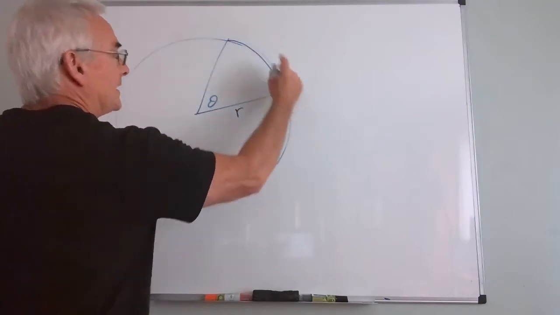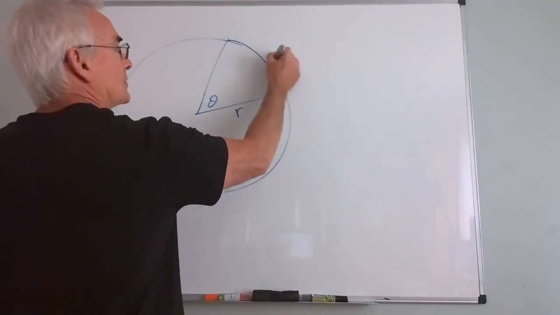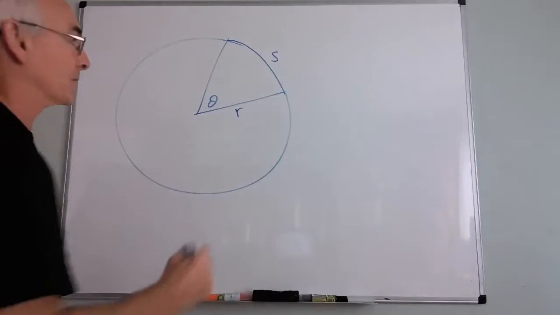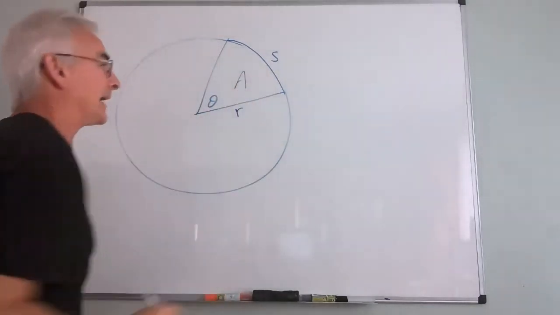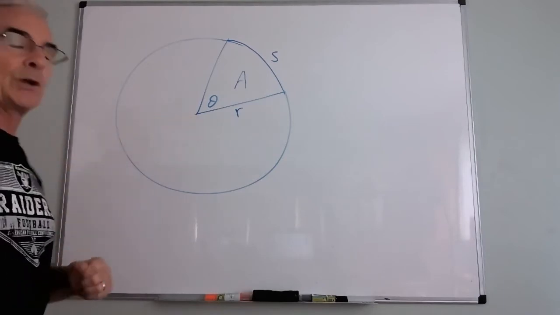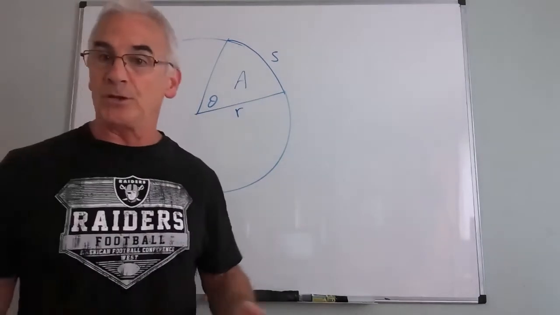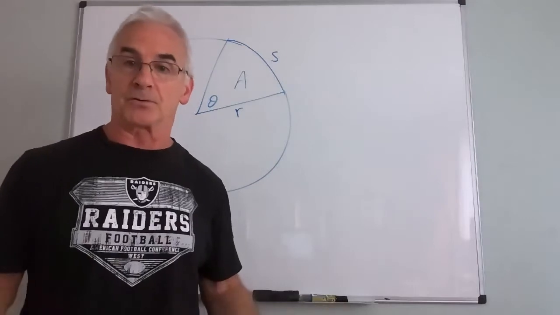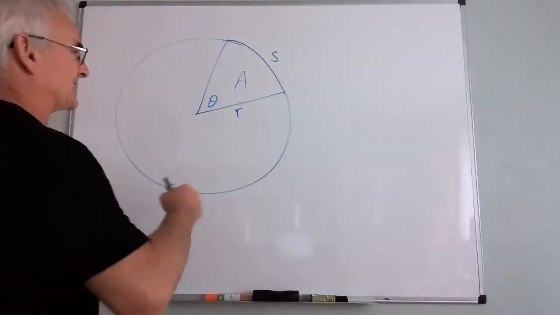This piece right here has length, we usually say S, S being the arc length variable, and it has area A. If I have a circle and this is from the center, this creates 3 equal ratios. Now we use these all throughout calculus to derive formulas. And basically it's like saying this.